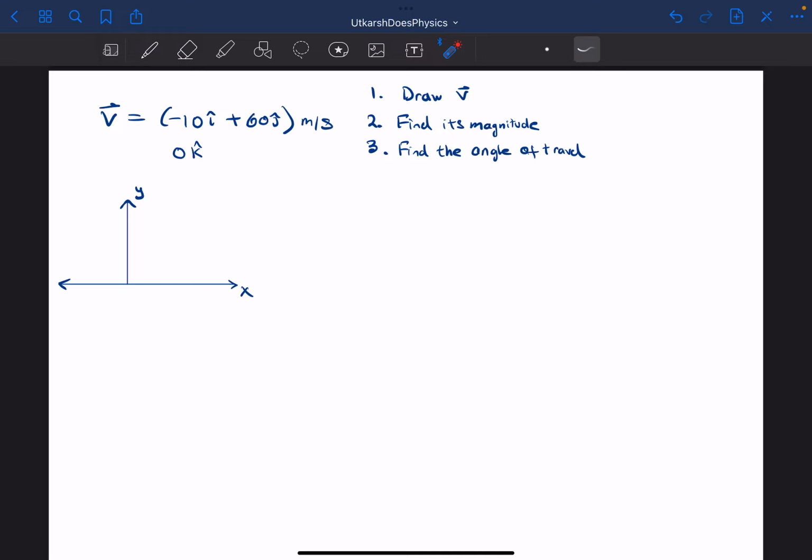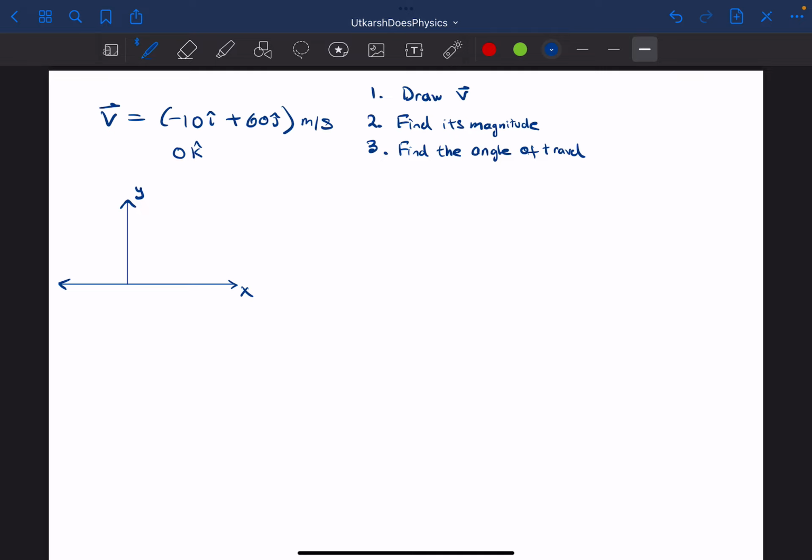Today we're going to be solving a resolution of vectors question where they ask us to first draw the vector, then find its magnitude, and finally find the angle of travel. And they give us what the vector is here. So just doing question 1 first, we're going to notice that there is minus 10 in the I direction, 60 in the J direction, and because it doesn't mention anything, we're going to assume that there's nothing in the K direction.